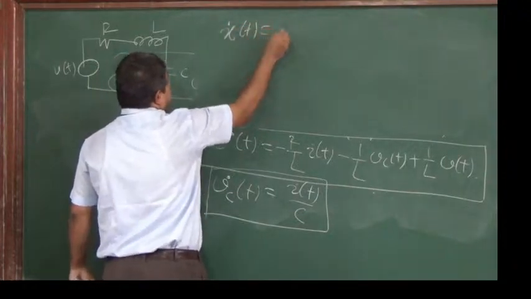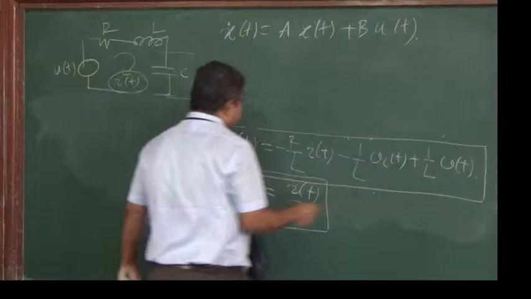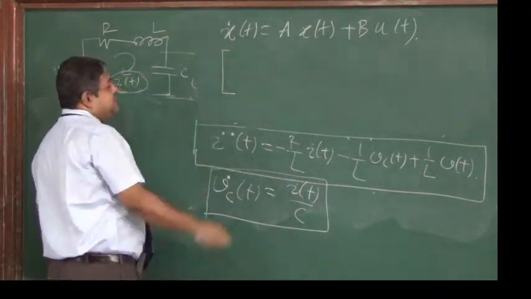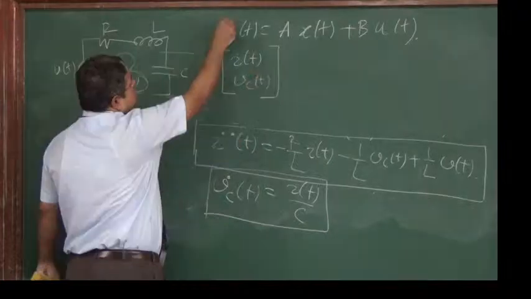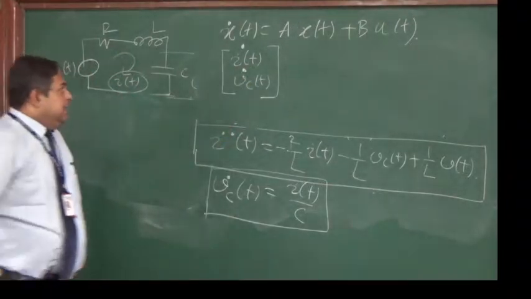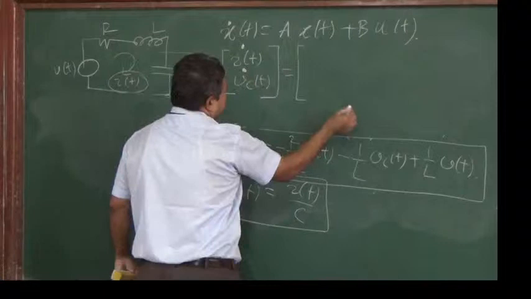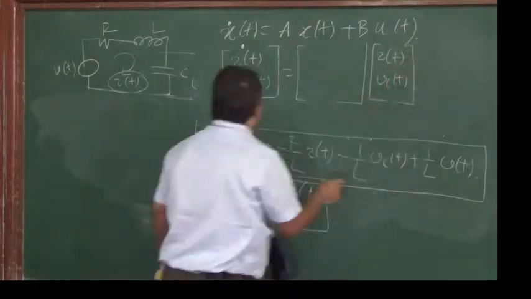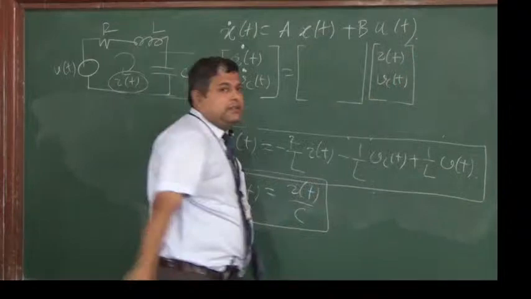The state variable model is x dot t is equal to A x(t) plus B u(t). From these two equations we can find the first equation of the state variable model. What are our states? The states are i(t) and v_c(t), and on the left side they are dotted, so it will be i dot and v_c dot. First let us find the A matrix. x(t) is i(t) and v_c(t). Dots you write here, same variables without dots you write here, plus the B matrix.